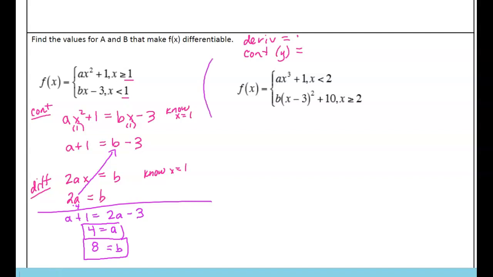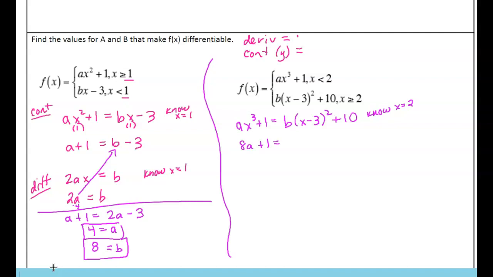All right, we're just going to try another one. So continuity, I know ax cubed plus 1 has to equal b times x minus 3 squared plus 10. And we know that x is 2. So 8a plus 1. 2 minus 3 is negative 1. Squared is 1, so b plus 10.